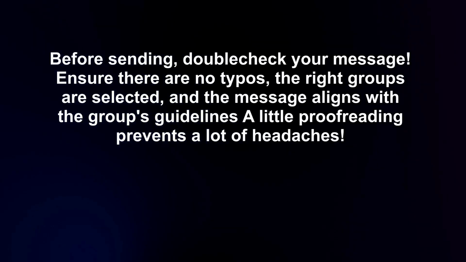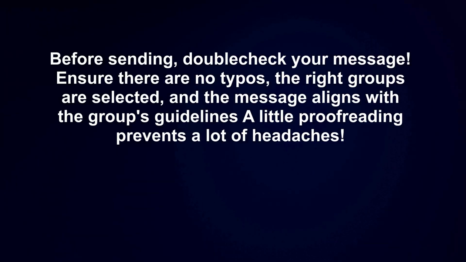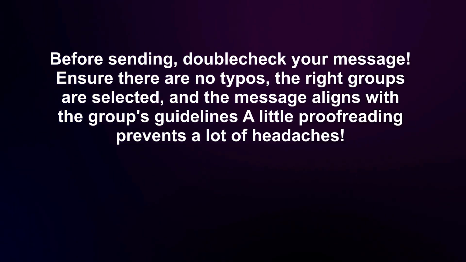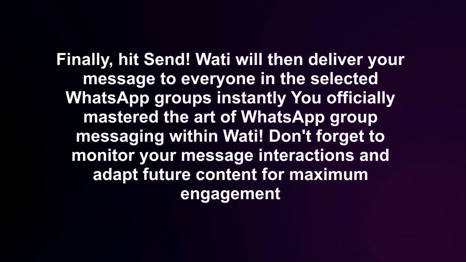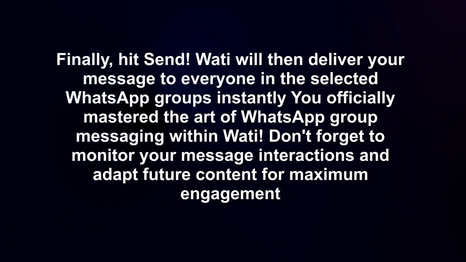Before sending, double-check your message. Ensure there are no typos, the right groups are selected, and the message aligns with the group's guidelines. A little proofreading prevents a lot of headaches. Finally, hit send. Wati will then deliver your message to everyone in the selected WhatsApp groups instantly.